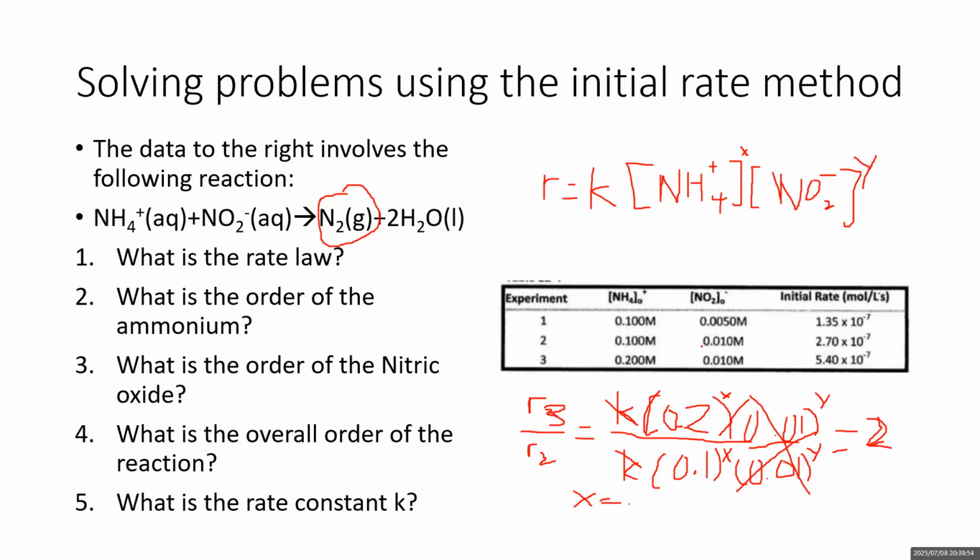Now let's look at experiments 2 and 1. R2 over R1 is also 2. 2.7 is twice as big as 1.35. And again, we have half the concentration of nitrite while keeping the ammonium the same. The K's cancel out, and we will also have y equal to 1. So it is first order in both of those ions, the ammonium and the nitrite.